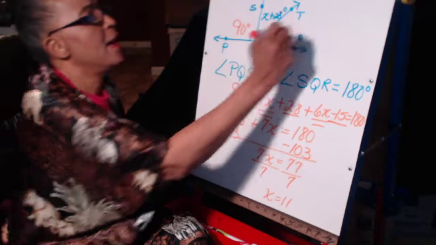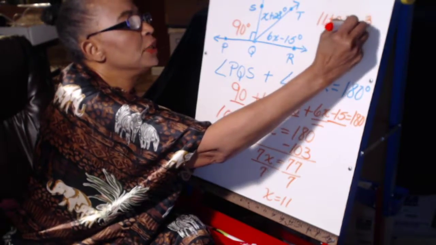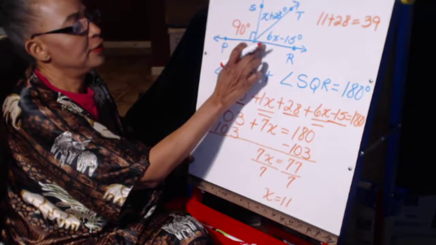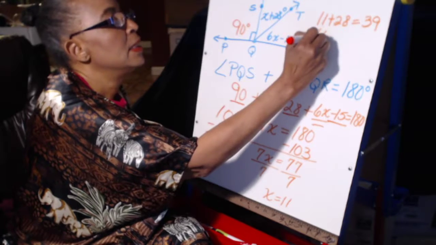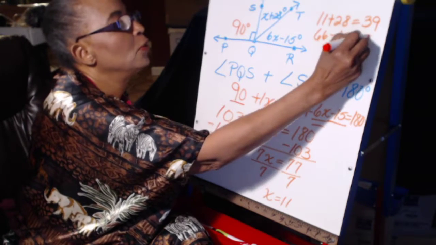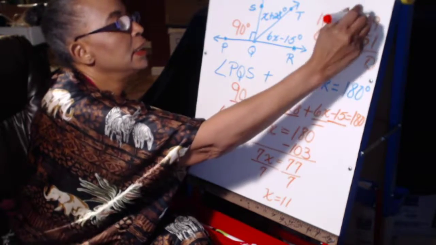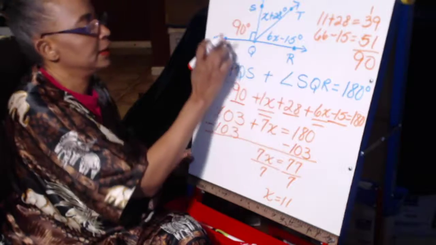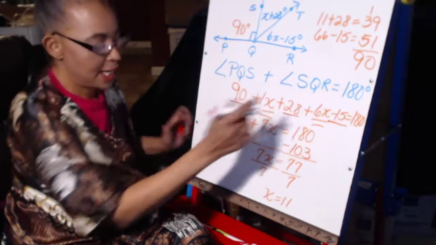So we have 11 plus 28, which is 39, and then we have 6 times 11, which is 66, minus 15, which gives us 51. 9 plus 1 is 10, carry the 1, that's 9. So 90 and 90 gives us our 180.